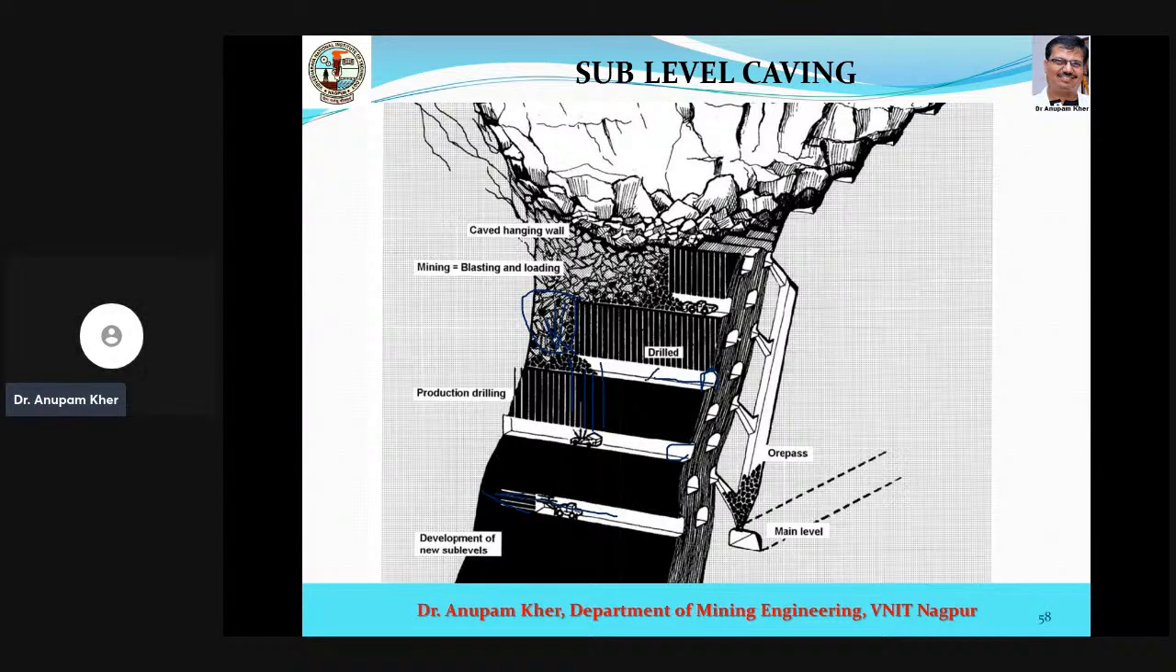There is an LHD, as you can see here, many times a remote control LHD, which is being used here. This LHD is connected to the ore pass, and it collects the material in the bucket, retreats back to the original position, and drops the material onto the bin or ore pass which is connected to the ore pass. So this is a classical sub-level caving, very productive, very high production is possible, and of course the caving of the strata is allowed here.